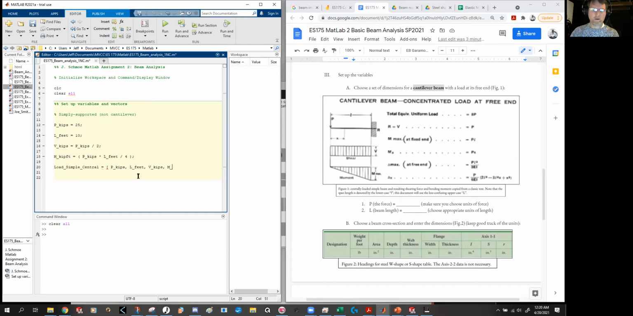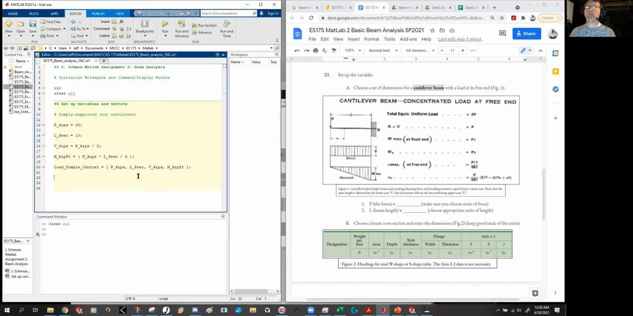M underscore kip feet. Bracket. There we go. So now I have a loading vector. This vector contains all of my basic loading information. And so if I ever wanted to know what the loading information is, boom, I should be able to access it pretty quickly. It's kind of the point.